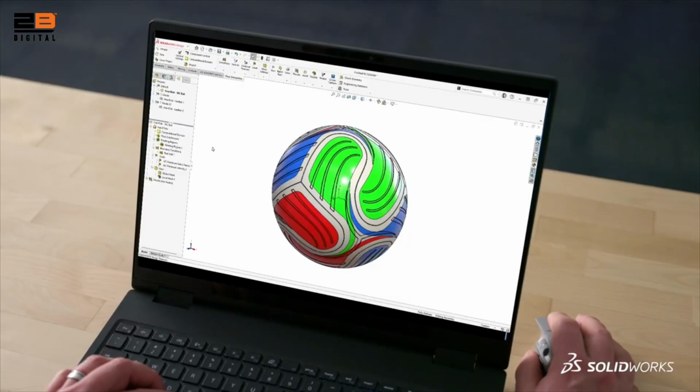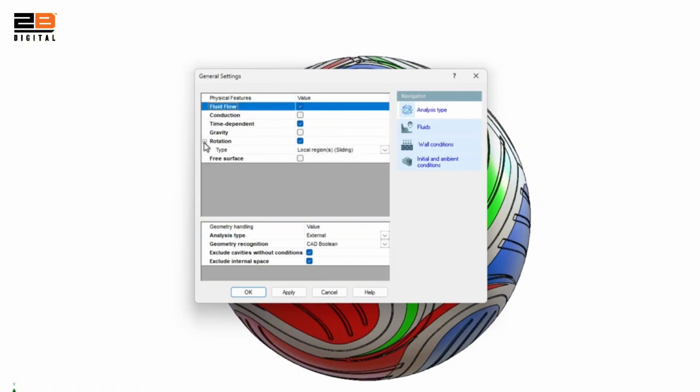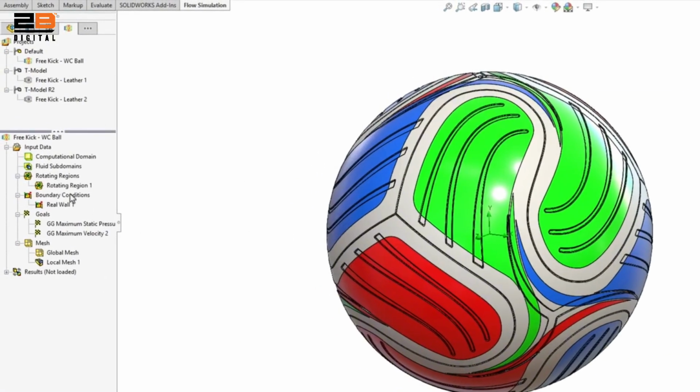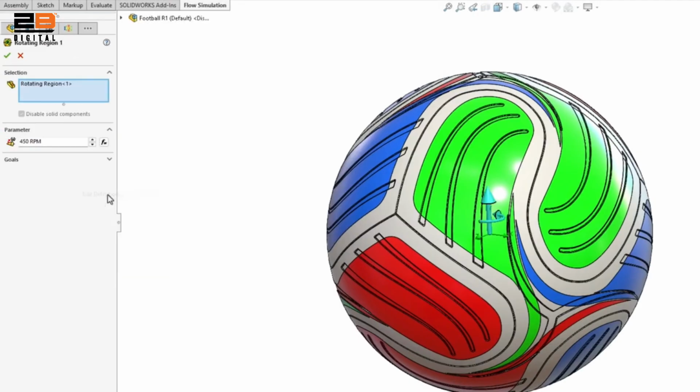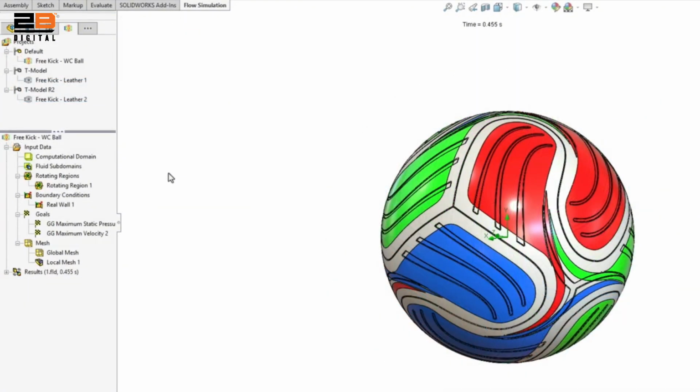With SOLIDWORKS Flow Simulation, setting up this study is a breeze. I'll start with defining a time-dependent study, since the airflow around the ball will change as it moves. I want to include a rotating region, set the fluid to air, then dial in the kick velocity, 27.5 meters per second, the speed of a professional free kick. This is where the aerodynamics gets interesting. I'm going to further define the rotation, 450 RPM, roughly what elite players generate at the point of contact.